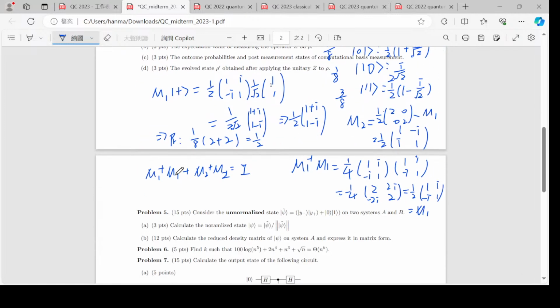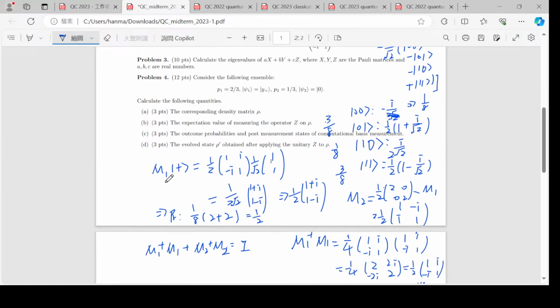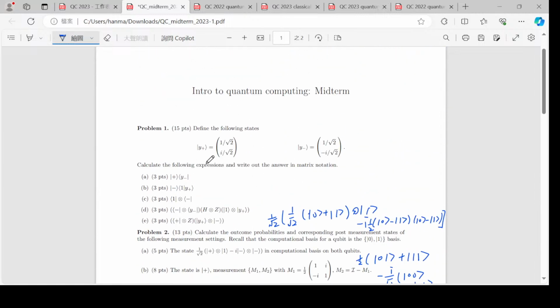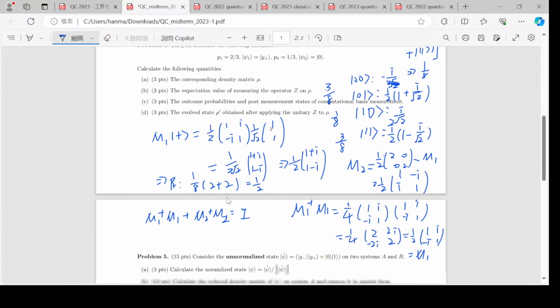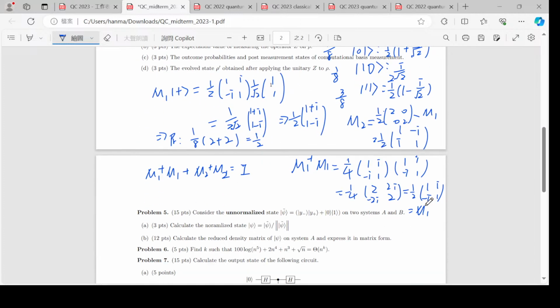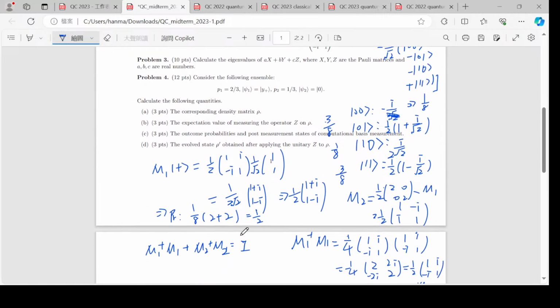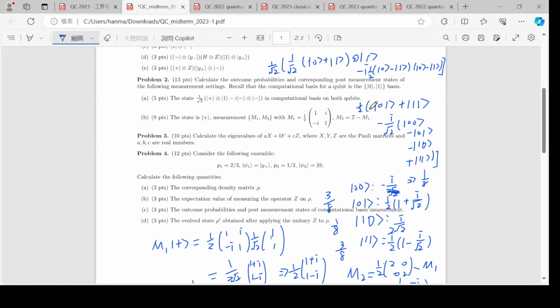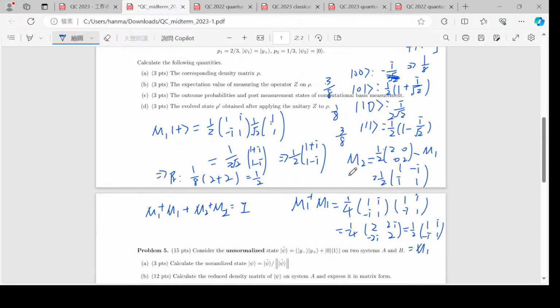Yeah. So they're actually projectors onto the Y plus and Y minus states. So N1 dagger N1 equals N1 and N2 dagger N2 equals N2. So they are projectors and the sum of them equals identity.